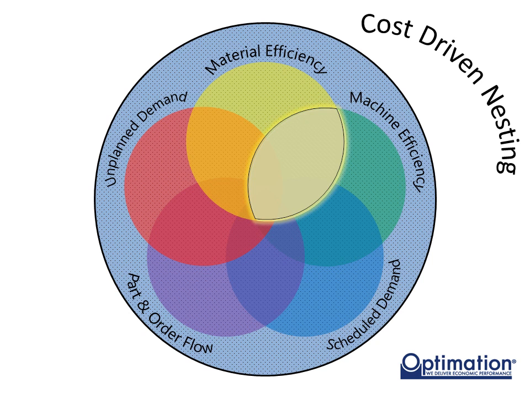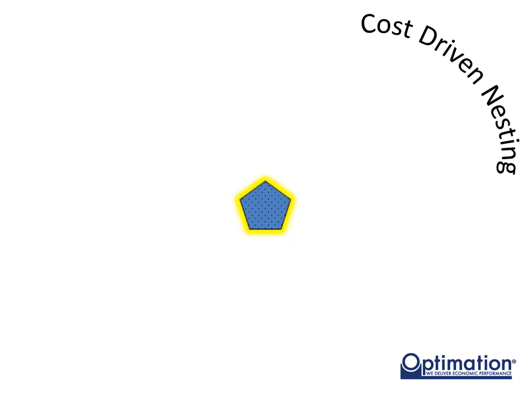Now notice that the feasible range of possible optimal solutions where all costs are optimized is in the area where all of the circles overlap. By considering all of these factors or costs, cost-driven nesting reduces the number of possible nests down to a manageable number. So each nest solution considered is evaluated by applying costs so that the lowest cost solution can be selected.